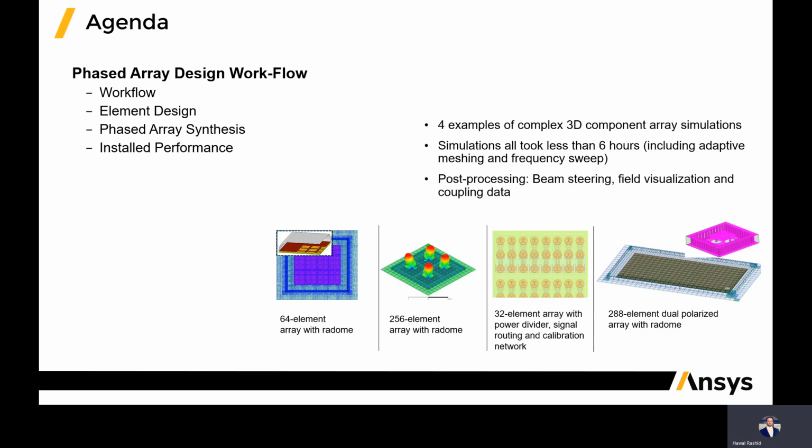The key takeaway here is that I will show 4 examples of complex 3D component array simulations. These arrays consist of 64 elements all the way up to 88 elements. I will present post-processing capabilities such as beam steering, field visualization, and coupling data. Simulations took less than 6 hours. This includes adaptive meshing and the frequency sweep, and this is obviously all full wave simulation.